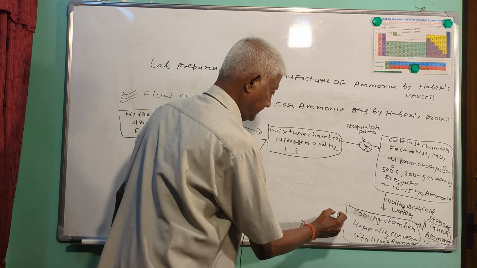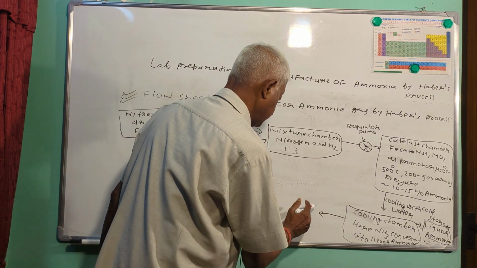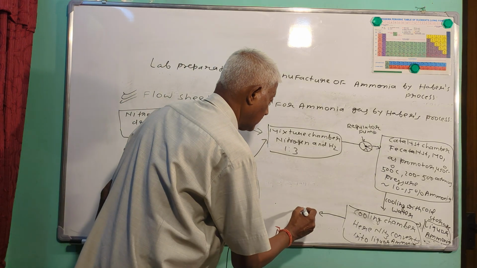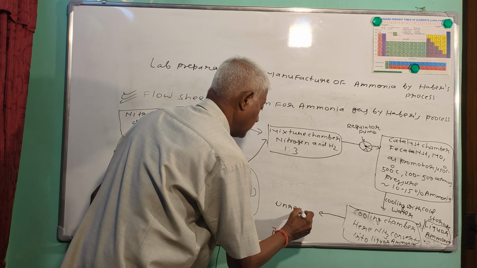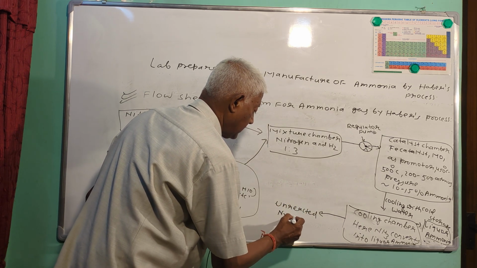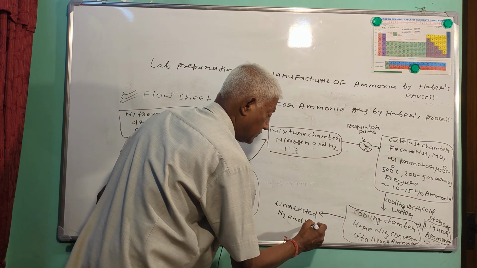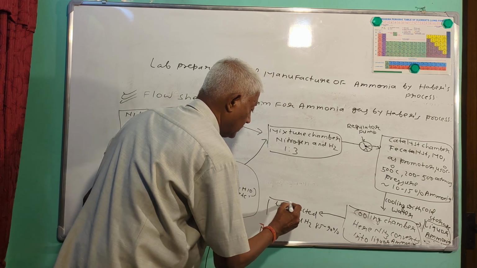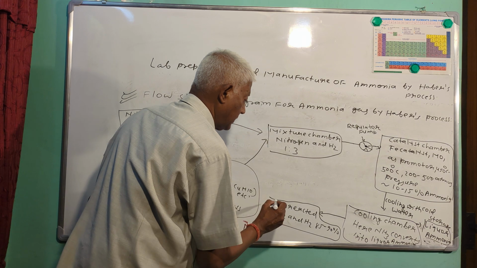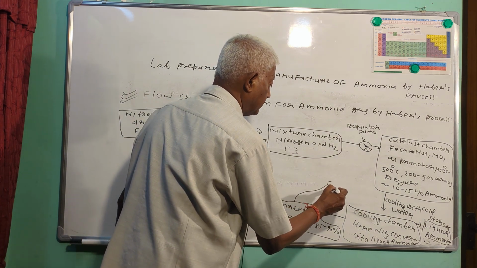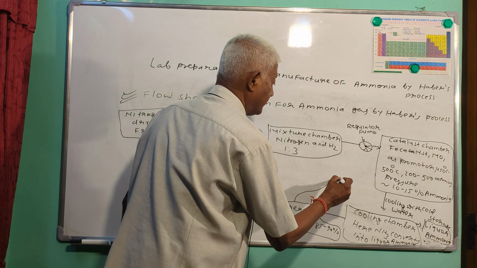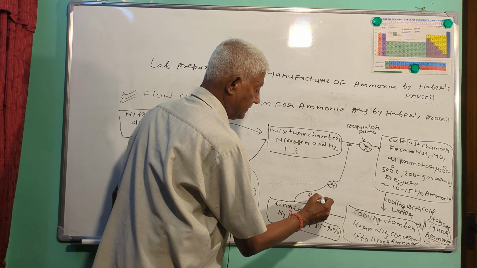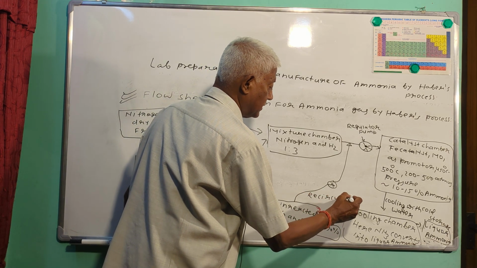Now the unreacted nitrogen and hydrogen, which is about 85 to 90%, is collected and passed back into the regulator main stream through the recirculating pipe.